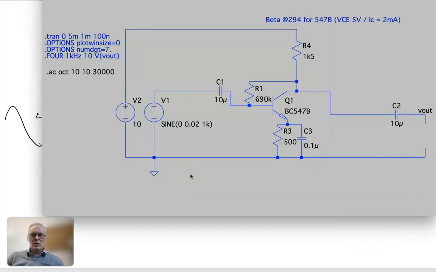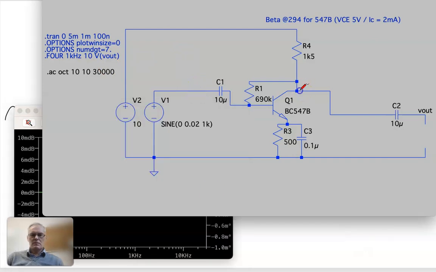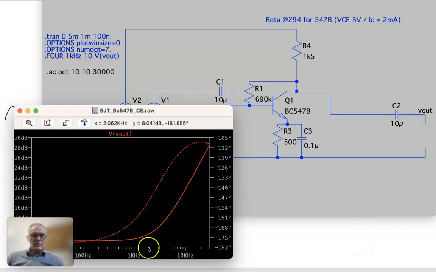So if we run some AC analysis, let's look at the frequency response of this amplifier. We can see we're fairly flat up until around 2K. What we need to do is push this gain change up.